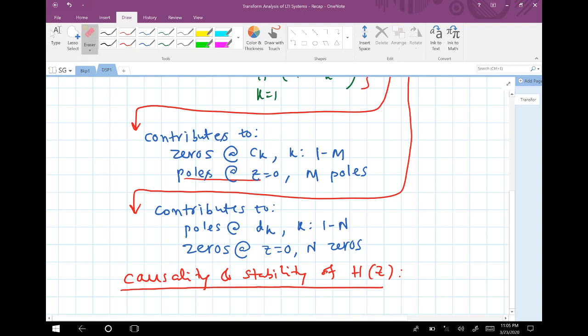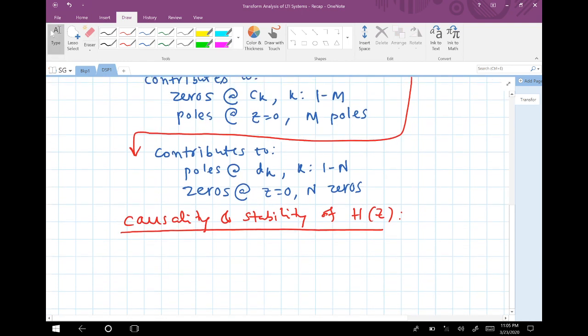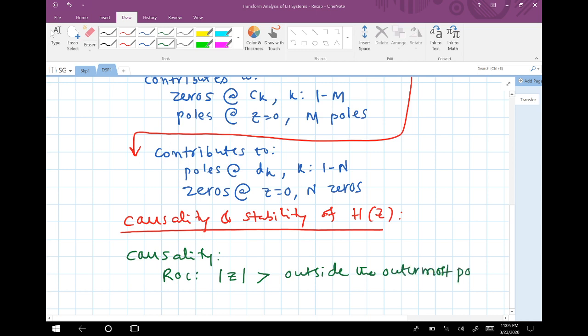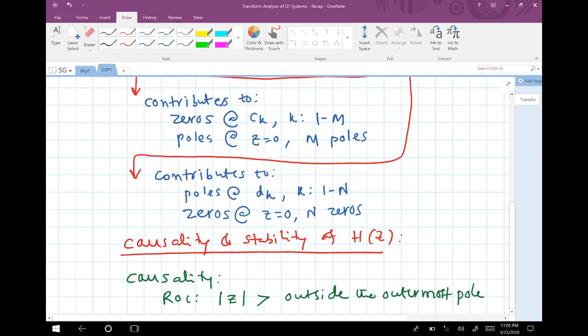Let me erase this side. Right, first let's start with the causality part of it. When will the system be causal? If you look at the ROC, the absolute value of z should be greater than, or it should be outside the outermost pole. That's the condition. So how could you say something about the outermost pole?